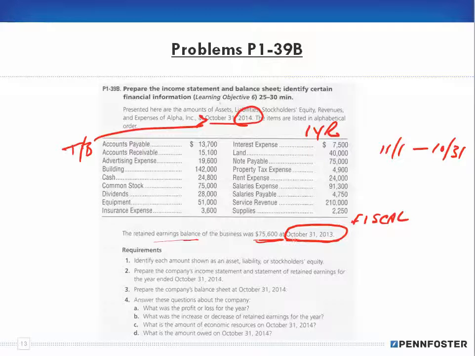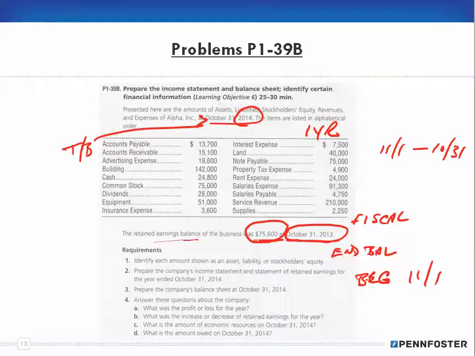That leads me to believe that the $75,600 on 2013 is an ending balance for that fiscal year. And the ending balance for an accounting period becomes the beginning balance for the next accounting period, right? So the next accounting period obviously starts on 11/1.